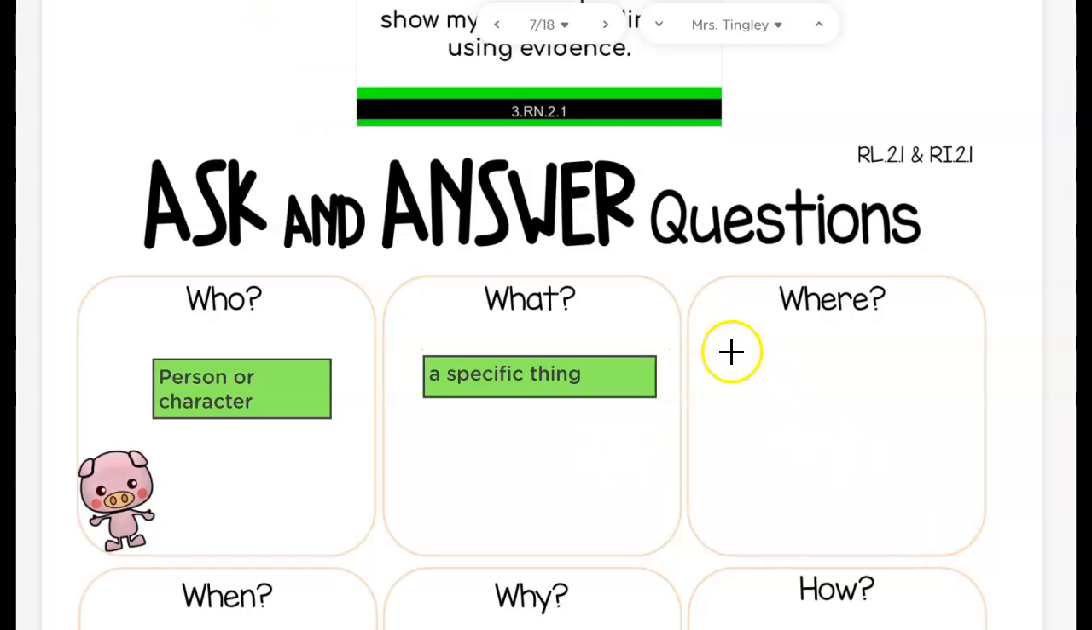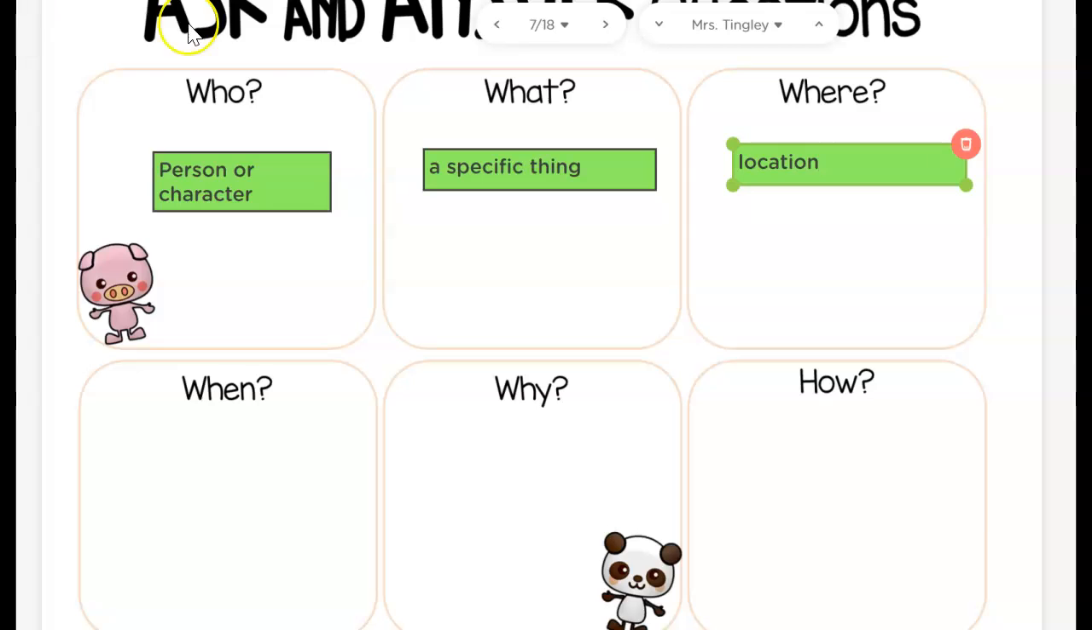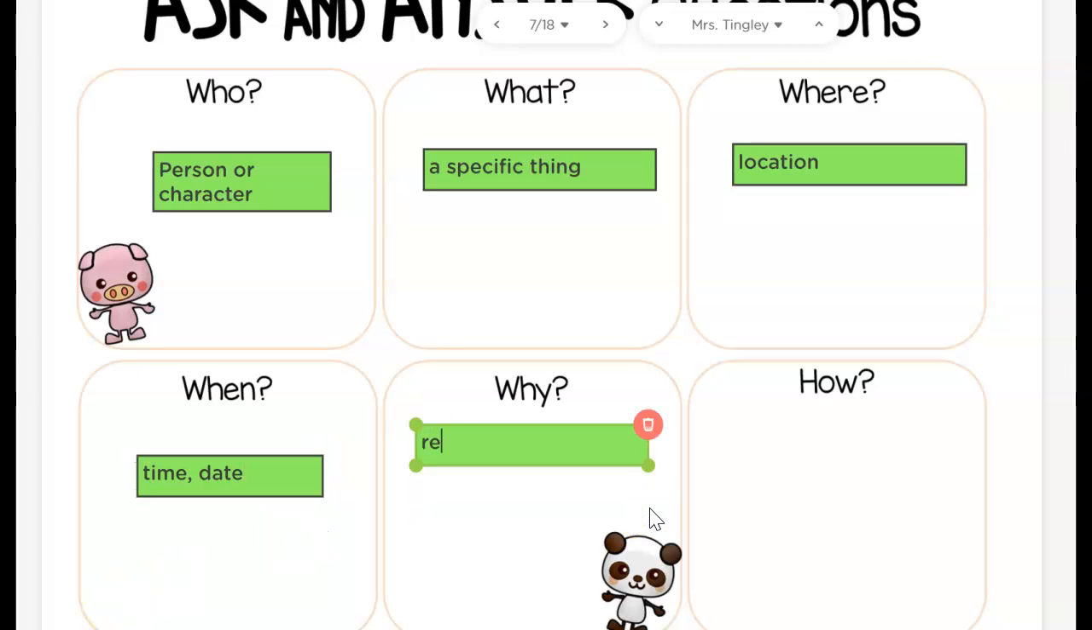If we are answering a where question, then I would be giving a location. For a when question, I would be giving a time or a date. For a why question, I would be giving a reason.